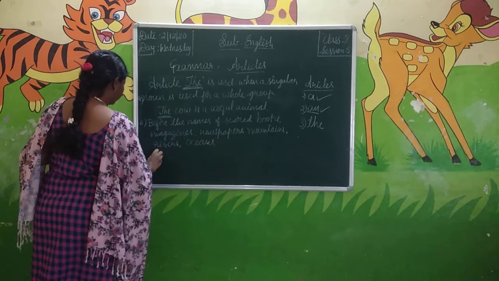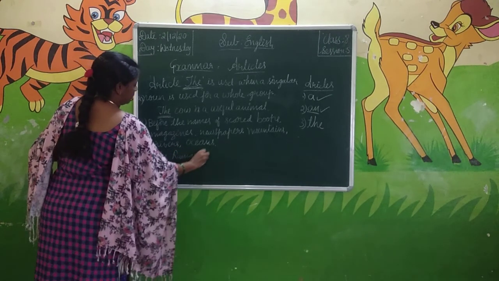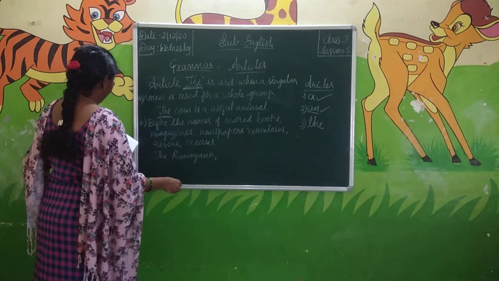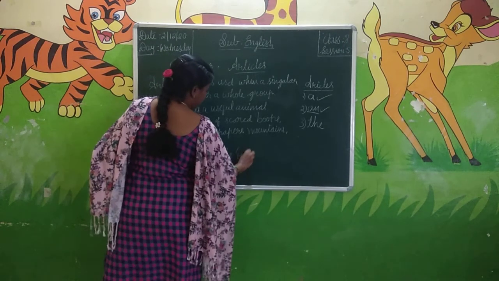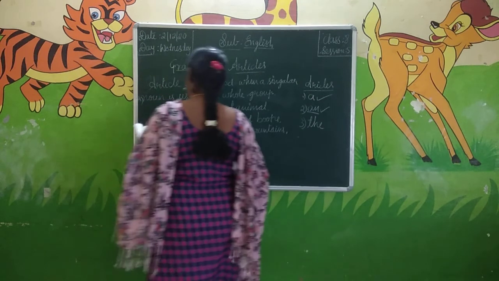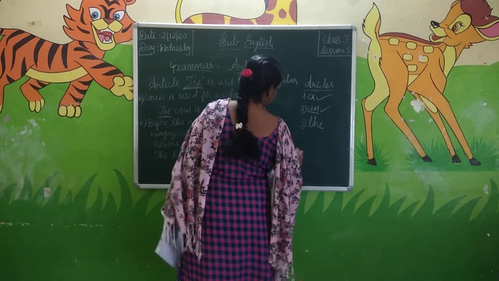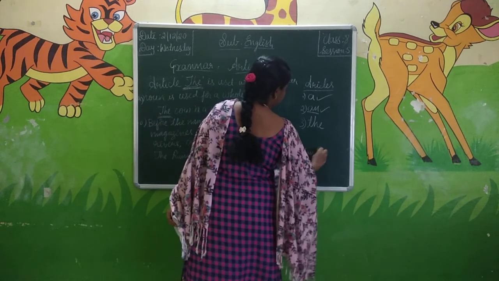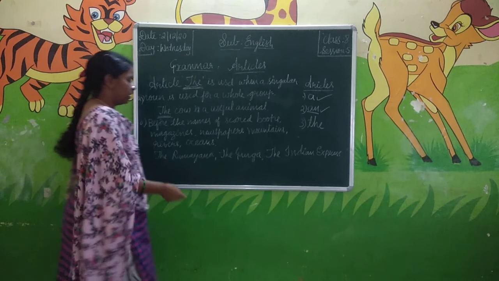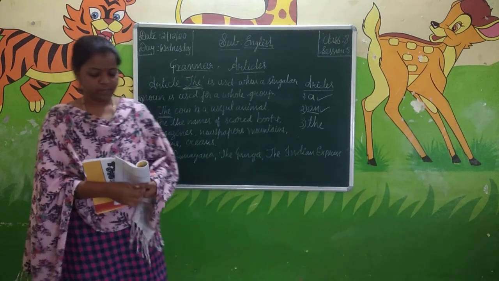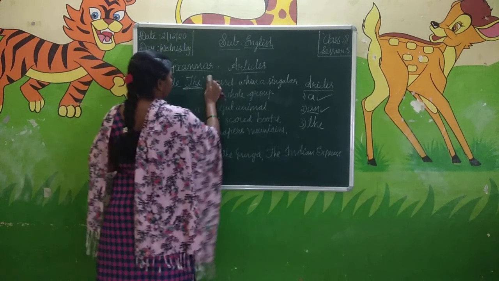Examples: the Ramayana, the Ganga. Ganga is a river. The Indian Express. Next. Article the, again, where is it used?